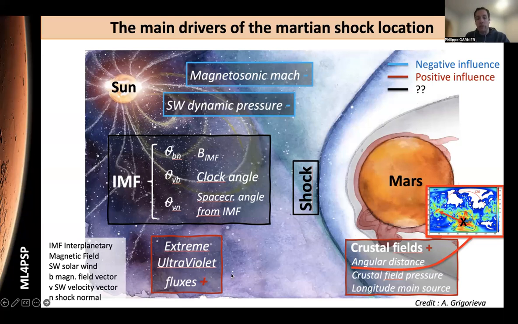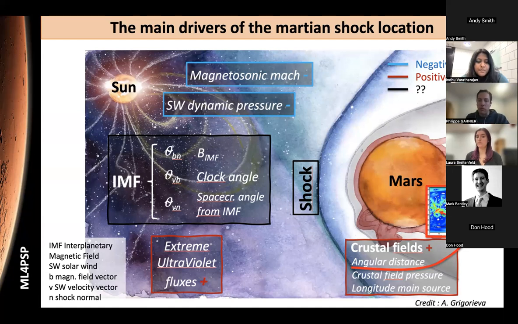We also have two other important drivers. One is the extreme ultraviolet flux of the sun, which induces further ionization of the atmosphere, and thus more pressure, but also more mass loading, and thus strongly impacts the shock, as was shown before with Mars Express already. And last but not least, we have the crustal fields, which are remnant magnetic fields kept in some of the rocks, mostly in the southern hemisphere of Mars, that are traces of the old global dynamo magnetic field of the planet. These act as an enhancement of the internal pressure, and also interact with the ionosphere itself to push the shock further.